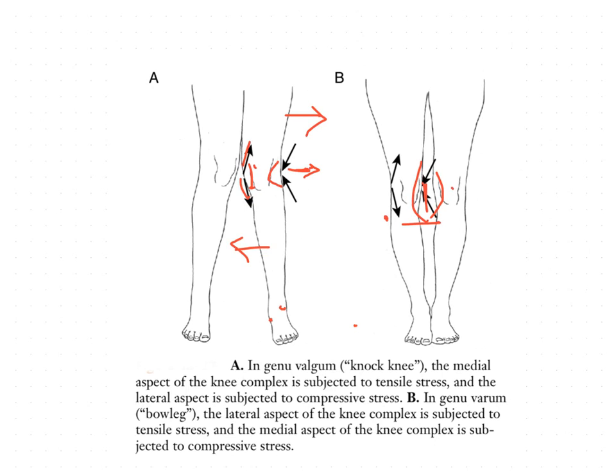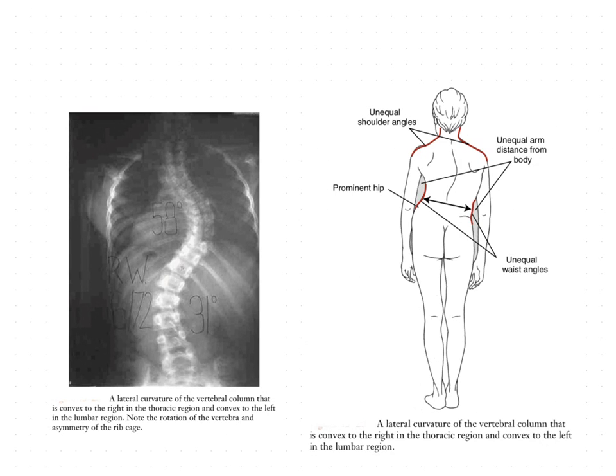Another important variation we can see on the posterior aspect is called scoliosis. Lateral deviation of the vertebral column is called scoliosis. This scoliosis we can discuss in a separate section.